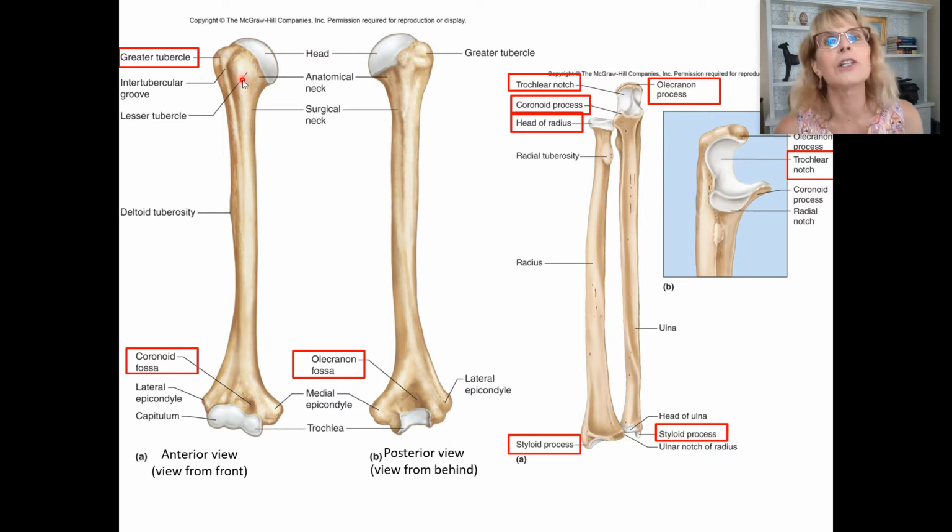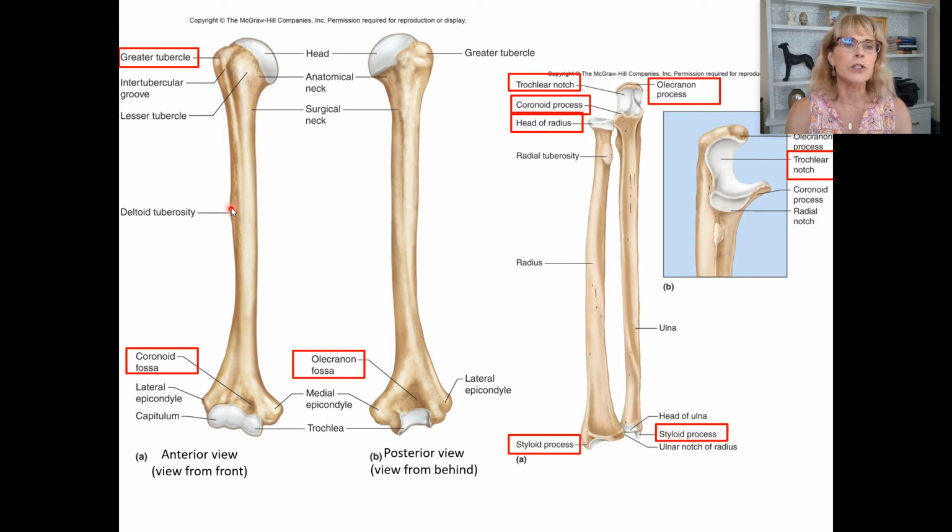I should have warned you, you were going to need all of those Lab 1 terms. Lateral means towards the sides, medial means towards the midline, anterior is towards the front, posterior is towards the back. Distal is farther away from the body, proximal closer to the body. Using all those terms. Okay, the deltoid tuberosity.